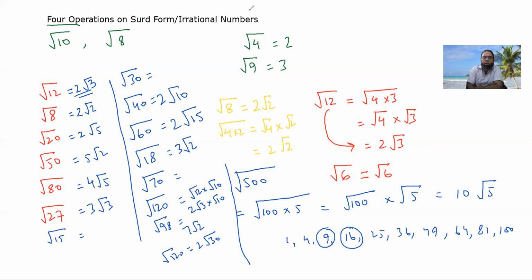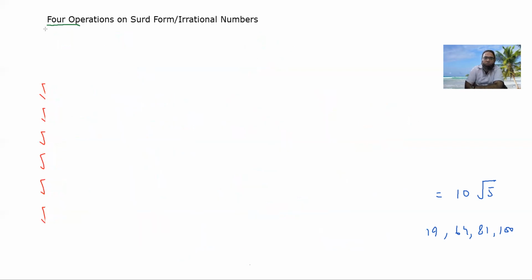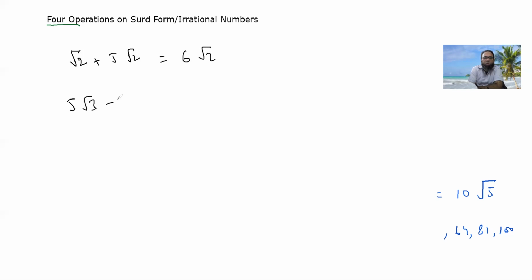The next thing is we have to see how do we add or subtract them? How do we add or subtract the numbers in surd form? So now suppose you have to add √2 plus 5√2. So this is simply 6√2. You have 5√3 minus 2√3. So you can write it as 3√3.